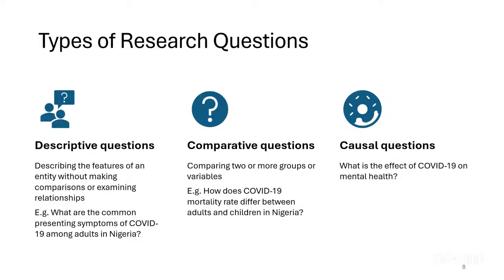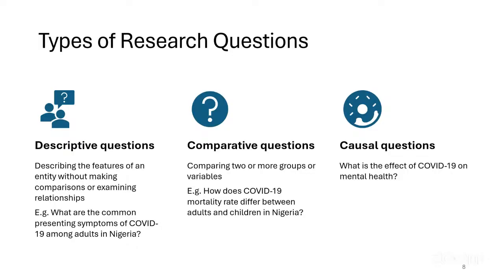So your question could also be a comparative type of question. Then again, there could be the causal type of question, in which case you want to establish some measure of cause and effect relationship. What is the effect of COVID-19 on mental health? So these are just simplistic examples showing you the different types of questions you may wish to ask when you're conducting your research. It could either be a descriptive question, a comparative question, or a causal question.